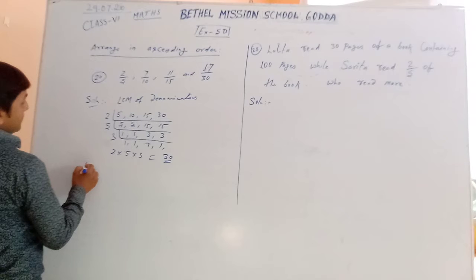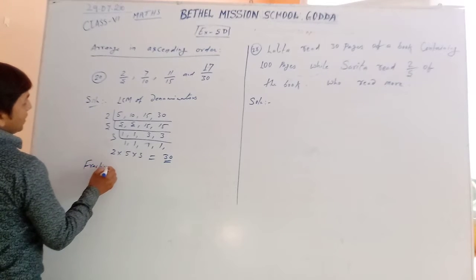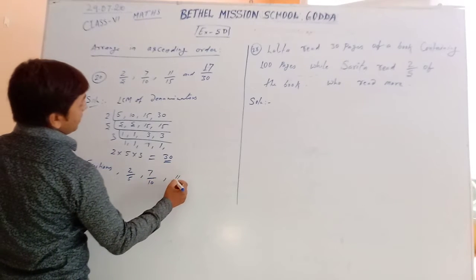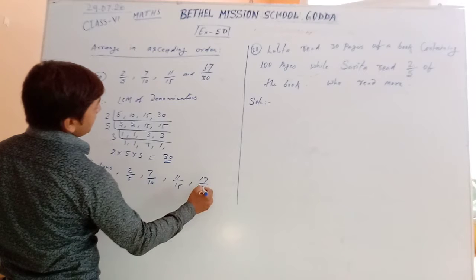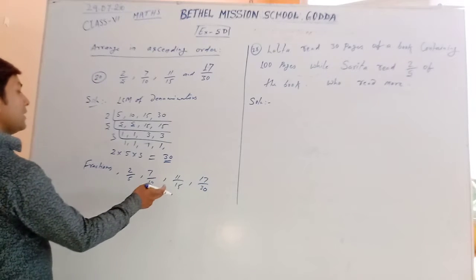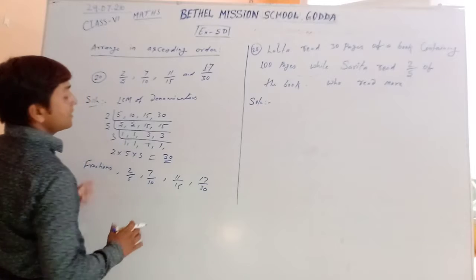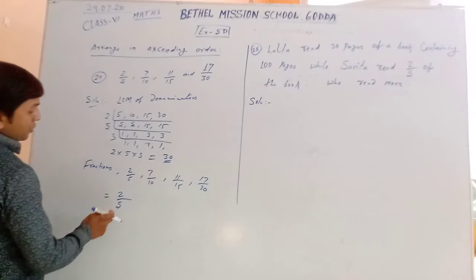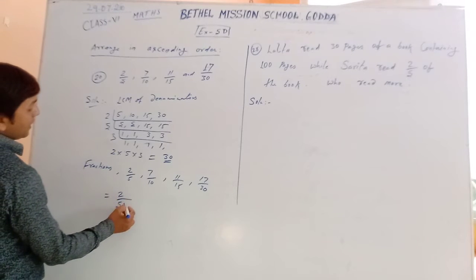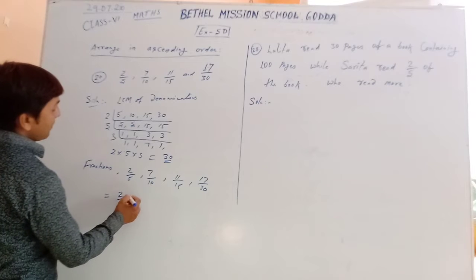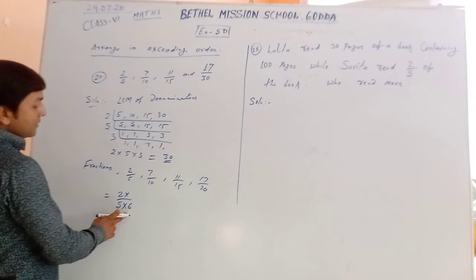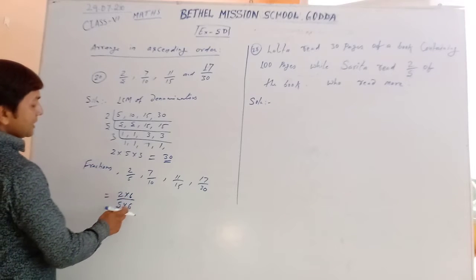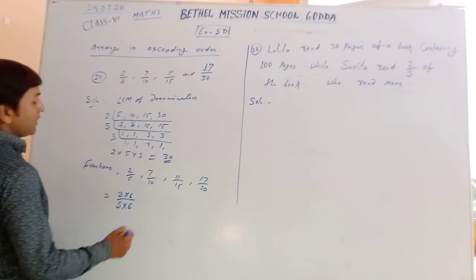The given fractions are 2 upon 5, 7 upon 10, 11 upon 15 and 17 upon 30. Now we have to make all the denominators 30. First we take 2 upon 5. We have to make 5 into 30, so we have to multiply by 6. If you multiply the denominator by 6, then we have to multiply the numerator as well.